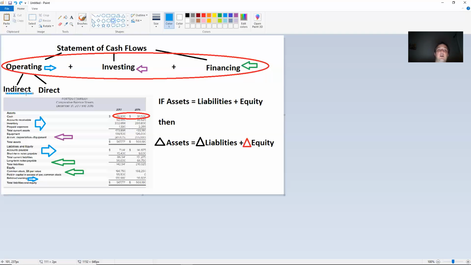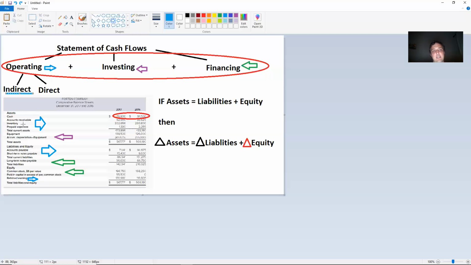Net income is on the statement of net income, so investors can tie that portion out. Then as you go through here, the change in current assets, and I tried to color code this. These blue assets and blue liabilities, the current assets and liabilities, that change is going to be represented as an operating activity.